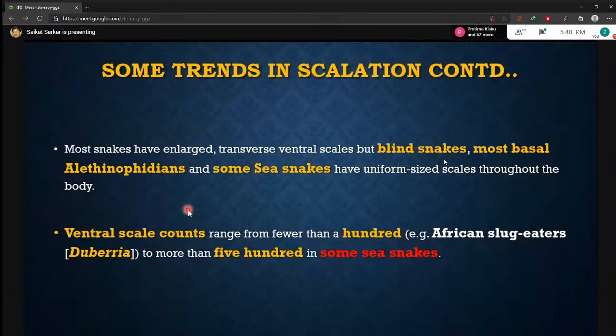Now the ventral scale counts range from fewer than a hundred in African slug eaters. There's a picture for this area. To more than 500 in some sea snakes. Sea snakes, I've given it in red because 99% of the sea snakes are venomous, and 90% of them are actually deadly.